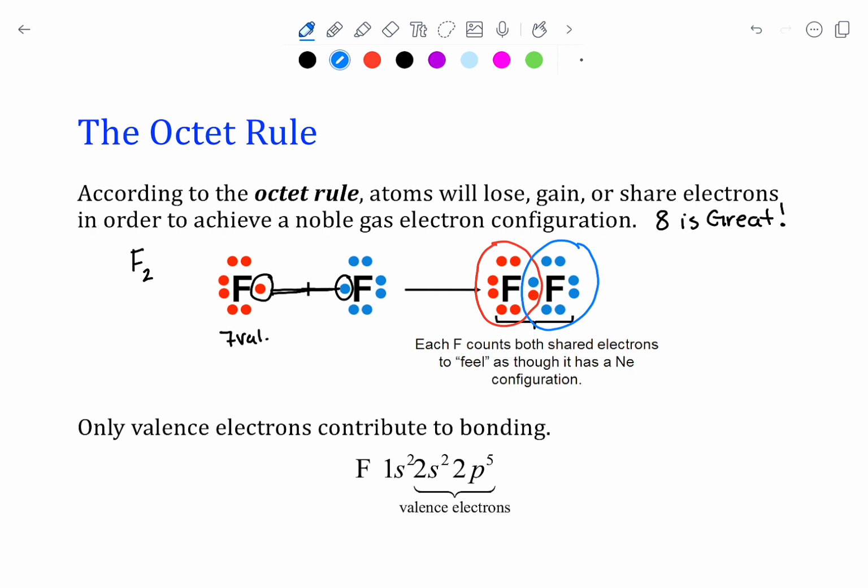The two that are overlapping between them were the unpaired electrons, but now they are paired up. Think of it like a puzzle, right? If you have a puzzle piece, these two are going to fit together and stay together and form a bond.